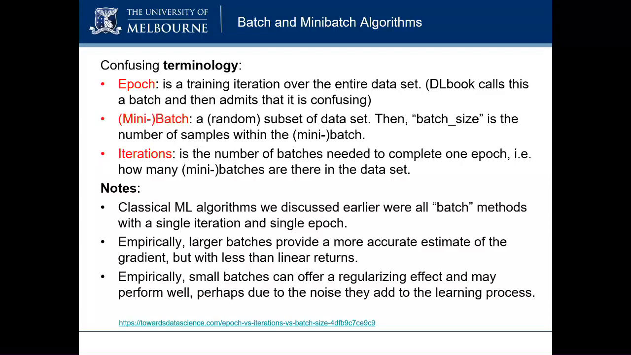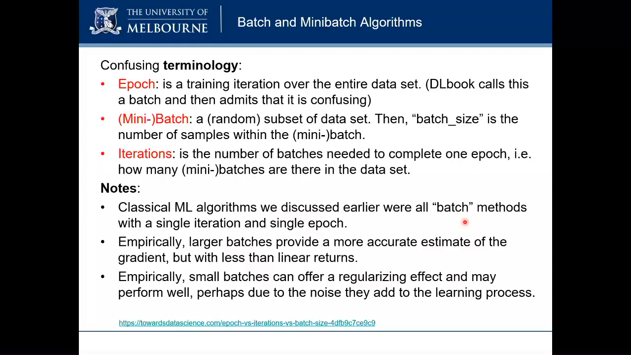So, if we look back, the classical machine learning algorithms we discussed earlier, like regression or support vector machines, and other types of probabilistic regression methods, were all batch methods, right? With a single iteration and single epoch, right? Because there was no mini batch, the whole data is used, you go through the whole data, and you do it in a single run. There is no multiple run.